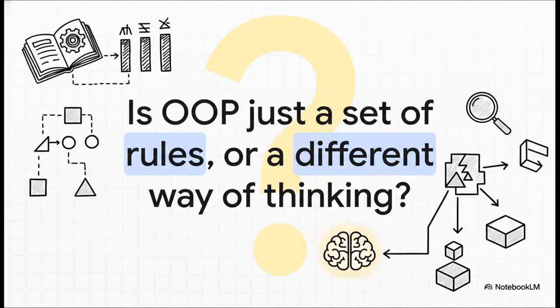So, as we wrap all of this up, I want to leave you with a final thought to chew on. We've gone through the rules, the pillars, the relationships, but is object-oriented programming just a technical checklist for programmers? Or is it a fundamentally different, more powerful way of thinking about how to break down any complex problem into small, understandable pieces? It's that shift in thinking that truly separates the good programmers from the great ones.